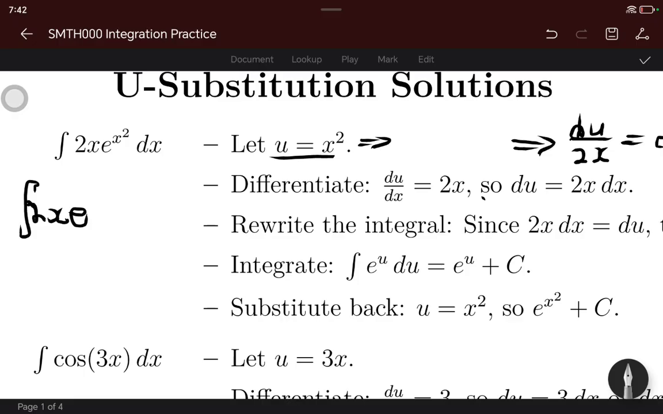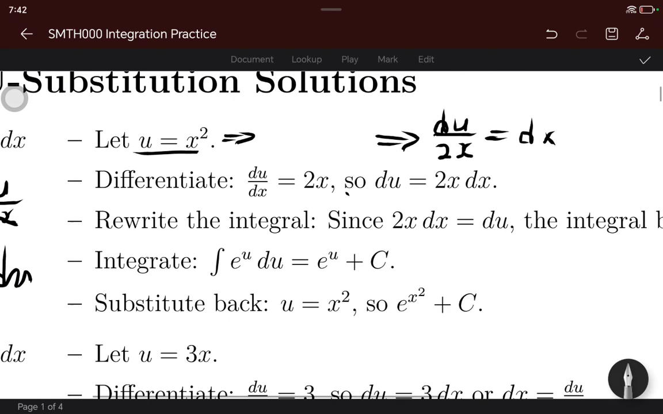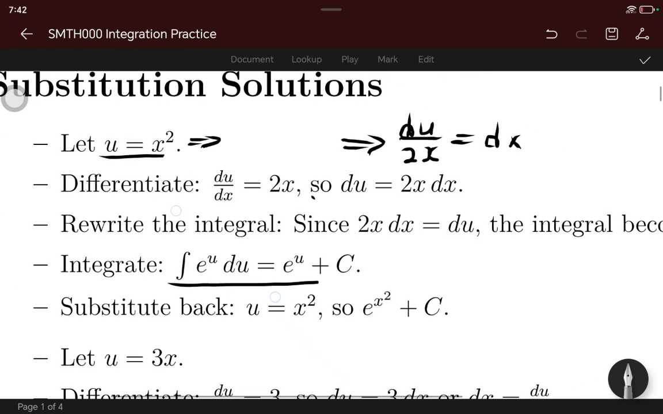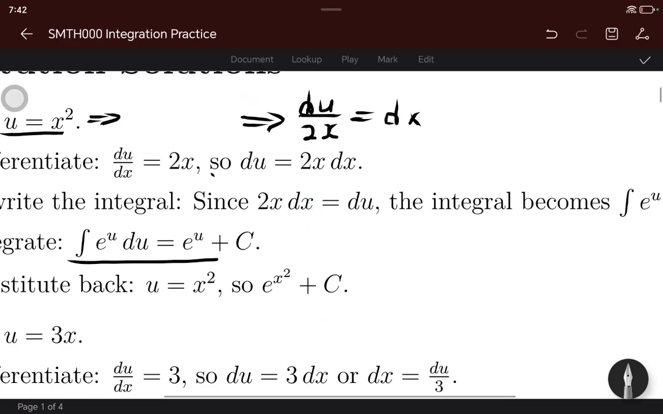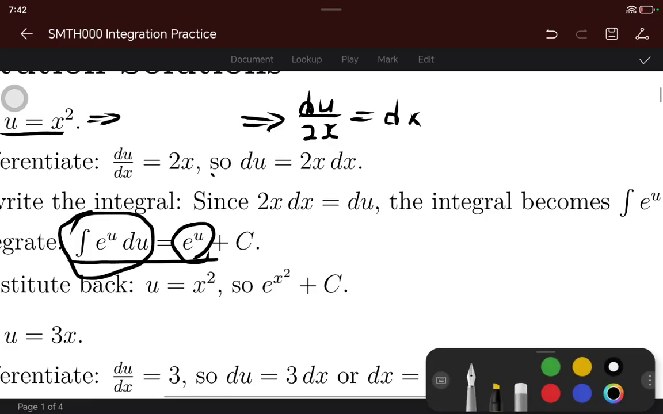When I go back, we have 2x e to the, we know that x squared is the same thing as u, and dx is the same thing as du over 2x. The 2x will cancel out. When the 2x cancels out, we're left with e to the u du. You see, right? Now the integral becomes this, and when we integrate this, we get this. Then since it's an integral, we put plus c.